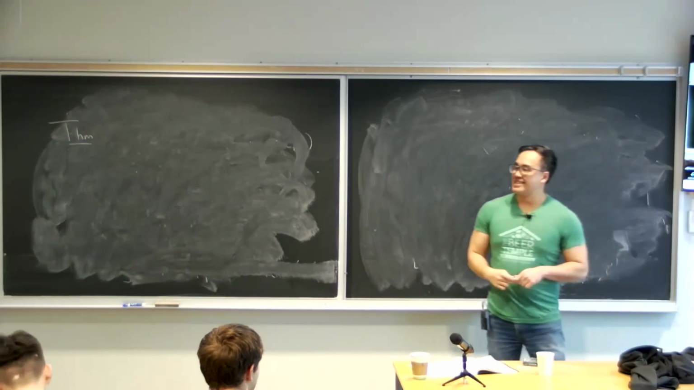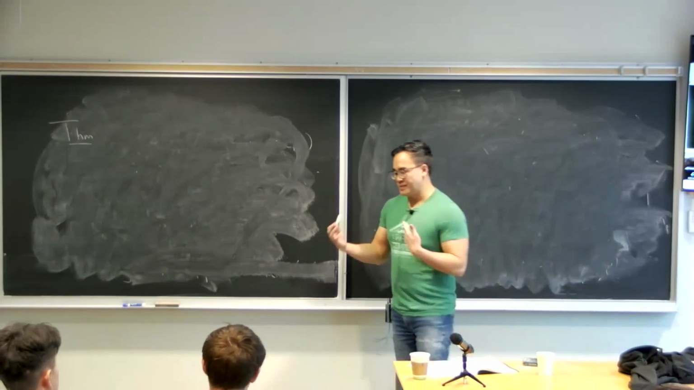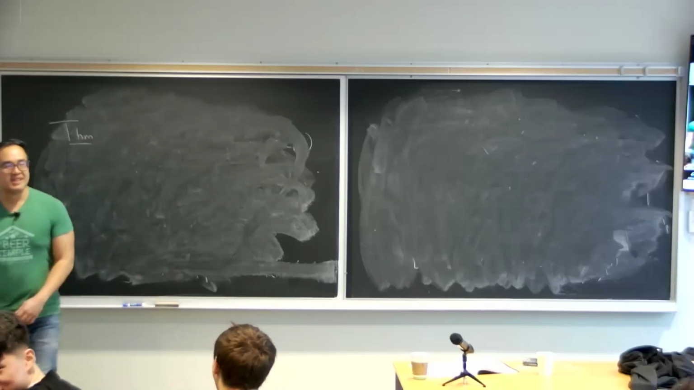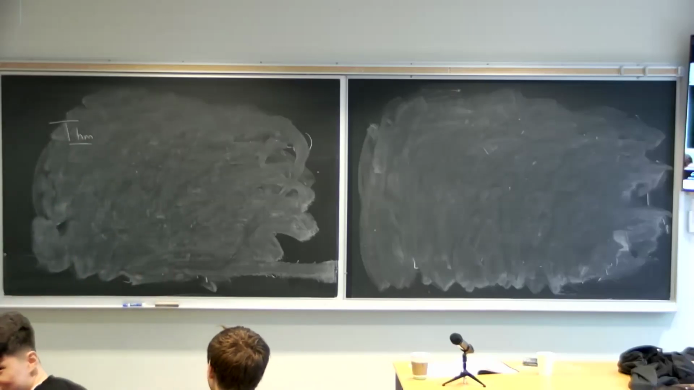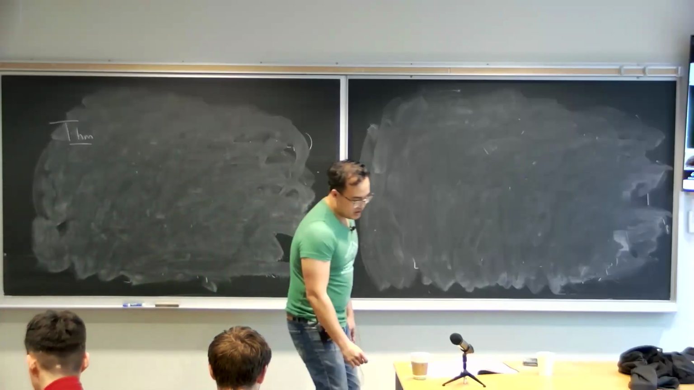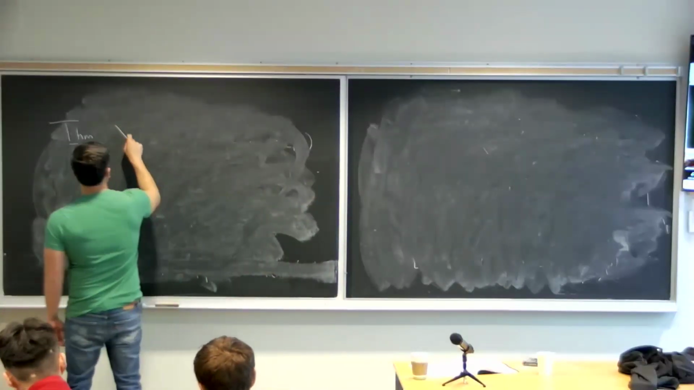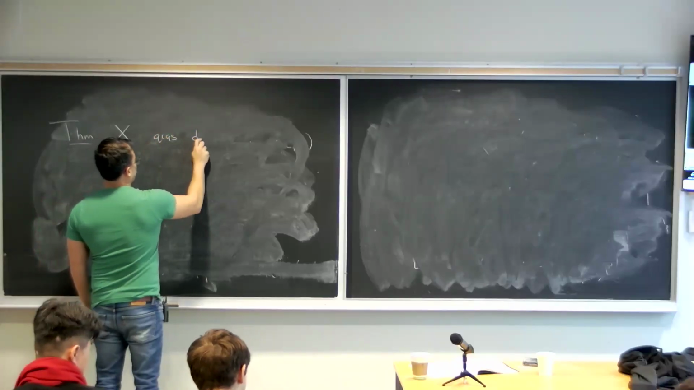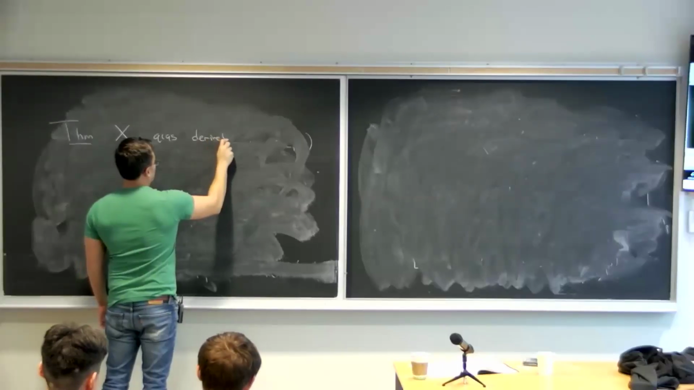I think Mudit remembers how he was in my office and I was telling him that we can glue all these things together, but you can do it in one shot. This is kind of the magic. So let's say X is a quasi-compact, quasi-separated derived scheme.